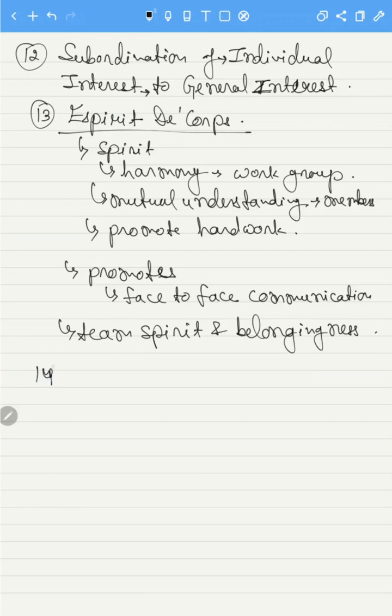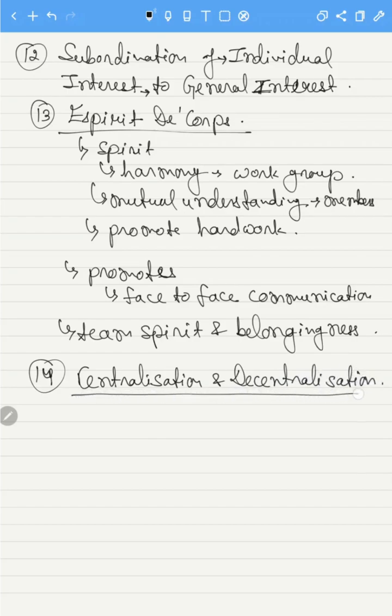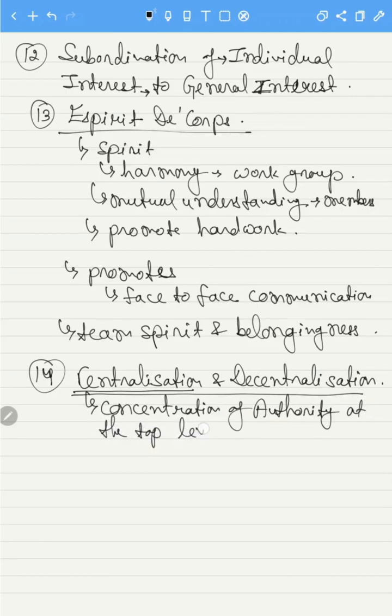The 14th and the last principle of Henri Fayol is about centralization and decentralization. An organization must balance between centralization and decentralization. Centralization means concentration of authority at the top level. And decentralization means disposal of decision-making authority to all the levels of the organization.